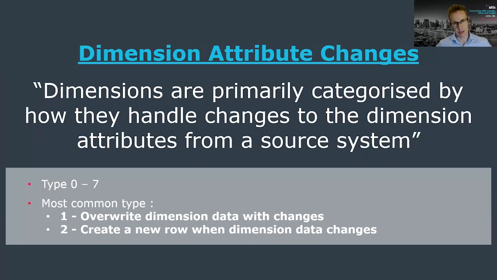So the other aspect around dimensions is how do we track, or what do we do with data as it's changing in our source system? Do we want to retain those changes? Do we want to overwrite those changes? And there's actually 8 methods of dealing with how to handle changes in our dimensions. They're quite unhelpfully named type 0 through 7. I'm not going to go through all 8 of them. I'll cover off the first 4, but the most common ones are type 1 and type 2.